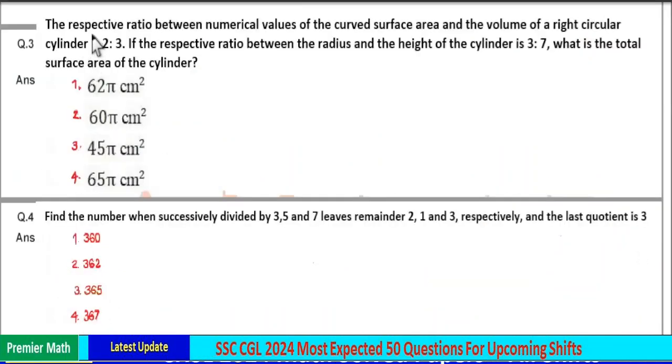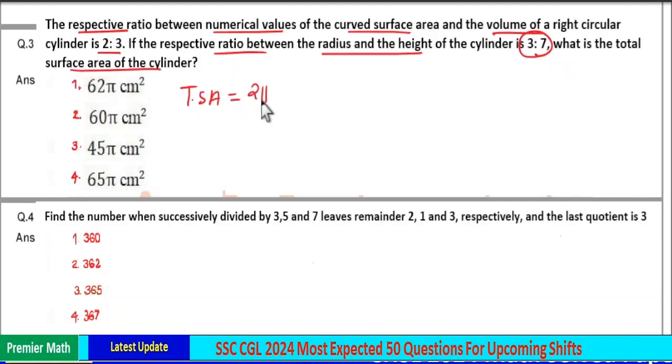The respective ratio between numerical values of curved surface area and volume of the right circular cylinder is 2:3. If the respective ratio between radius and height of the cylinder is 3:7, what is the total surface area of the cylinder? Here the total surface area of a cylinder is 2 pi r square plus 2 pi rh. So 2 pi r into r plus h. Now here the ratio of radius and height is given as 3:7, which means r plus h is 3 plus 7, 10 parts.